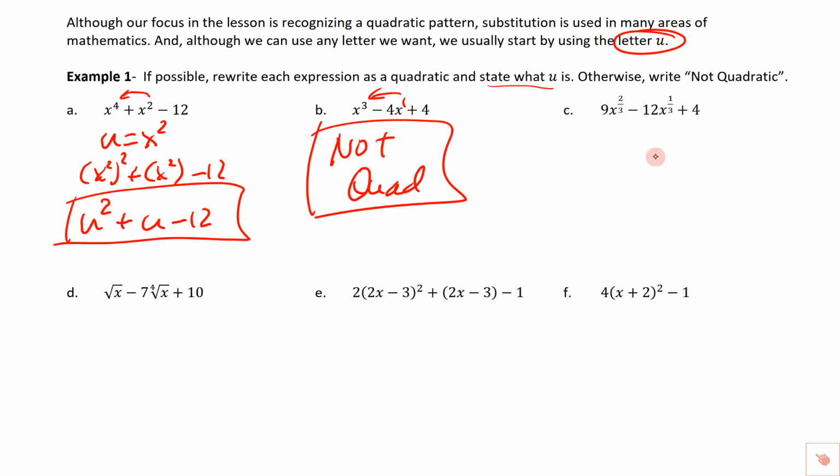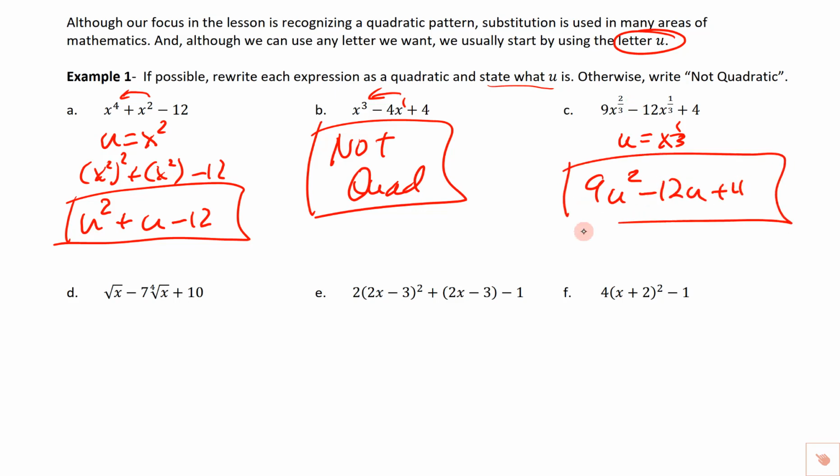This one, we've seen this type before. So this is x to the 1/3. We're going to say u is equal to x to the 1/3. And then we're just going to replace this. So this is going to be 9u squared, because if I double 1/3, I get x to the 2/3. And then minus 12u, and then plus 4. So we got that one taken care of.